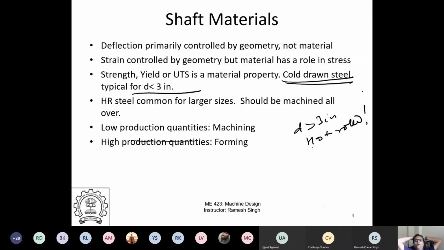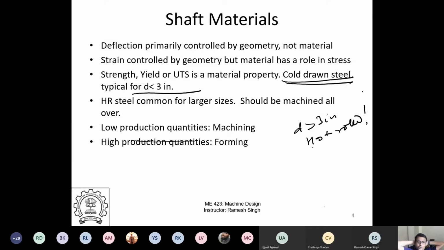Cold roll, right? Very good answer, cold roll. But why do I not use cold roll for more than 3 inches? A lot of people are saying cold drawn, cold roll. Very, very good. Anything cold drawn above 3 inches will be a nightmare. The forces required will be so high that drawing becomes almost impossible to do. So for larger dimensions, that leaves us with the hot rolling process, which is doable.